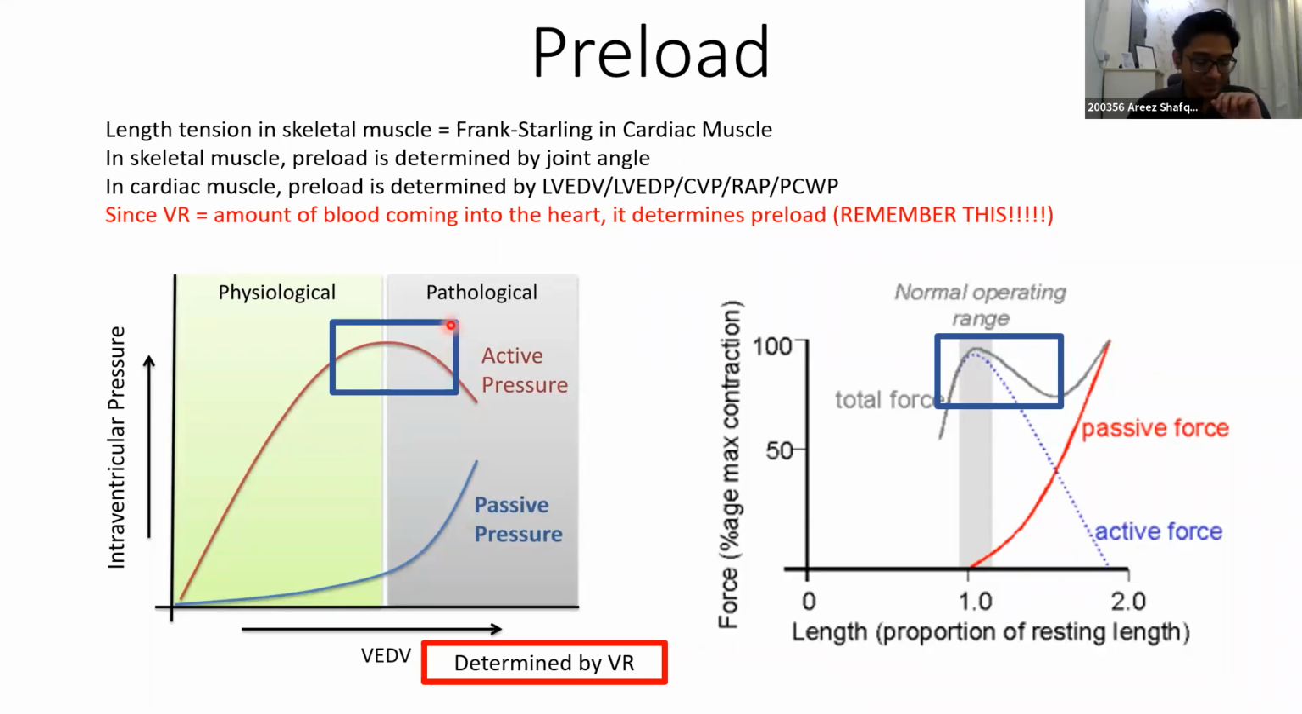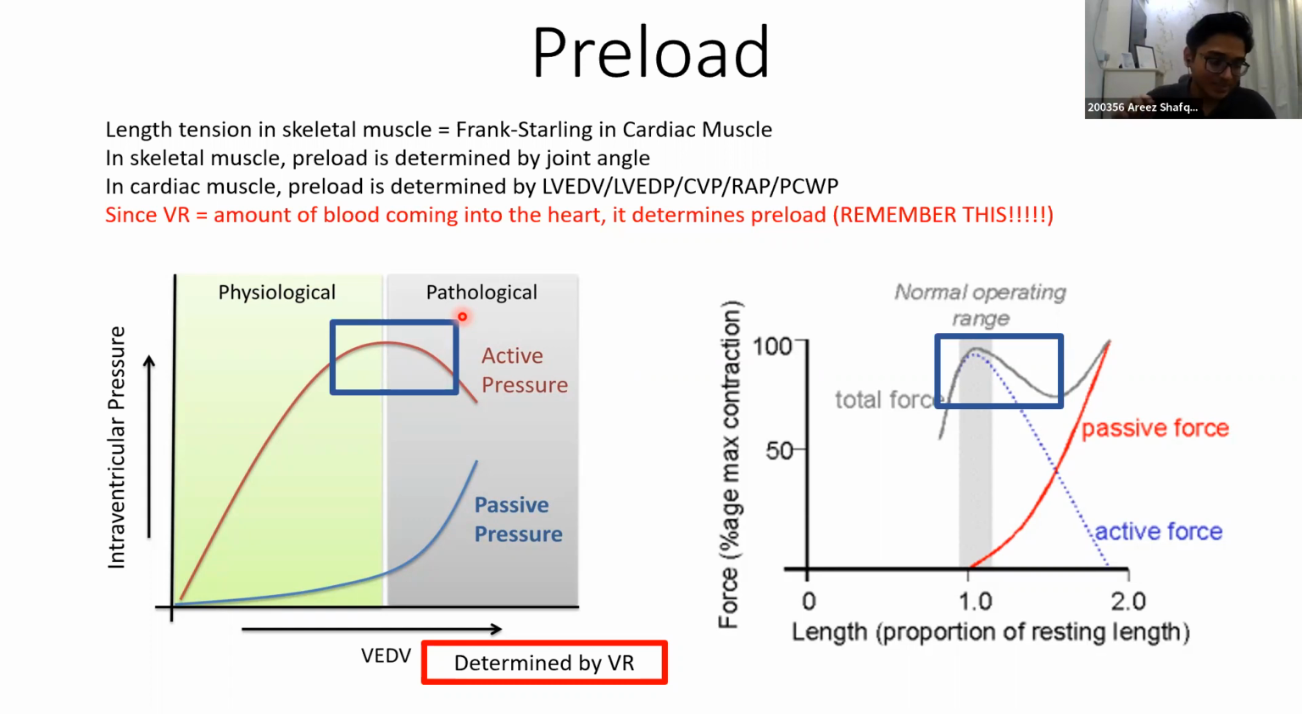Now, that's the first concept. The length-tension relationship shows you that muscle length determines contraction. The length-tension relationship in the heart is called Frank-Starling. The length of the cardiac muscle fibers is determined by the amount of volume. The more volume you have, the more the stretch. The more the stretch, the better the contraction.